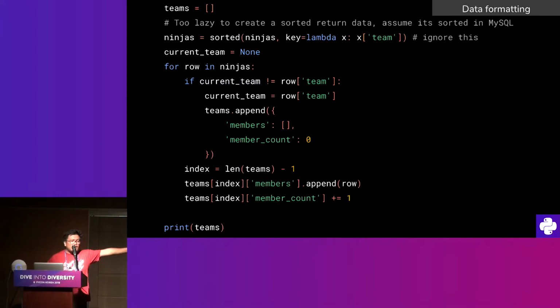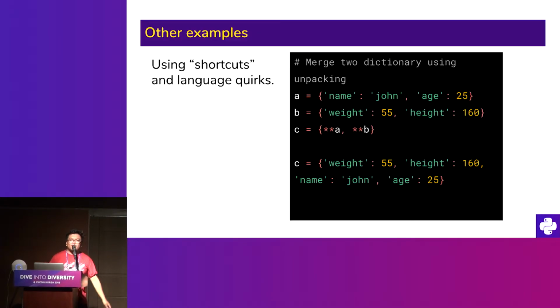Now, I'm gonna show you some other examples that I'm using for refactoring. These are just basic stuff. So I see people merging dictionary. You can merge dictionary using unpacking. As you can see, A, and then there's B. And then to create C dictionary, we just use unpacking, and it will result in the desired outcome.